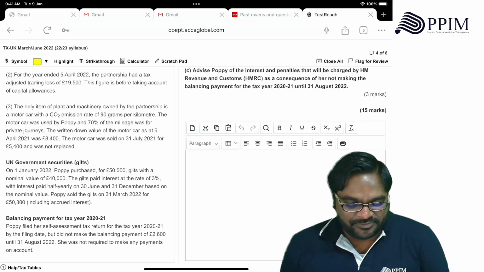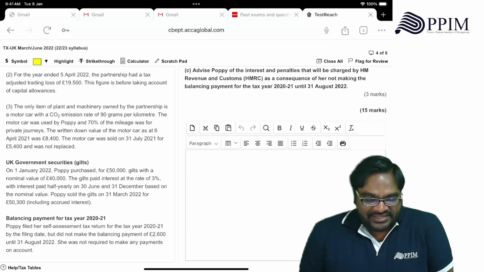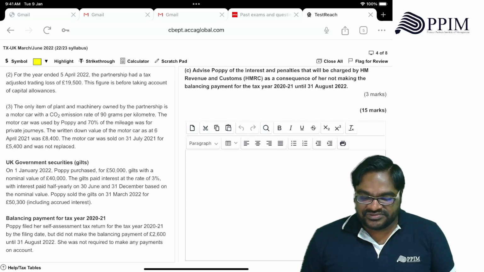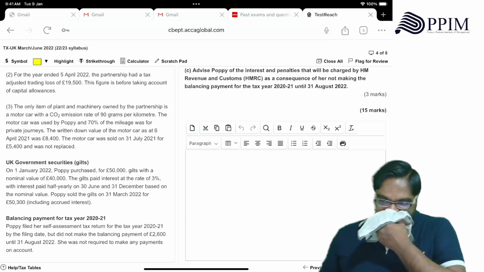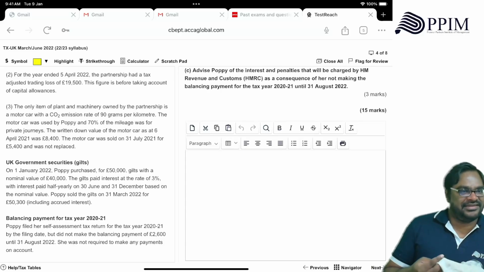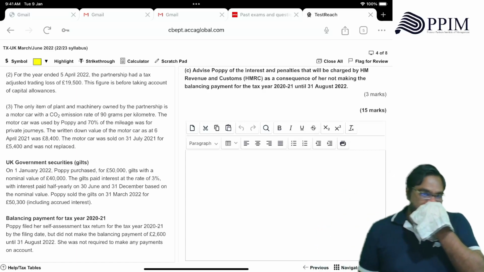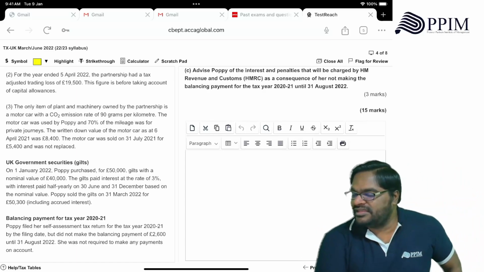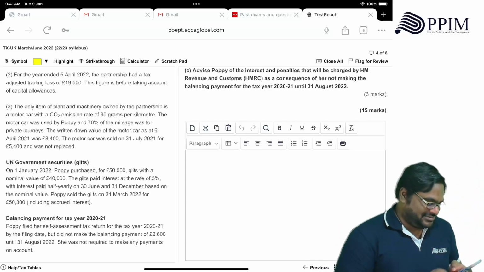So the last point says Poppy filed her self-assessment return by the filing date but did not make the balance payment of 2,600 until 31st August. She was not required to make any payment on account. Clear? Now you need to tell her what the consequences are. 3 marks. So you have to give some kind of information here. 3 marks means maximum 6 minutes. Give a try. Everyone try to write a proper answer for this one. Come on.